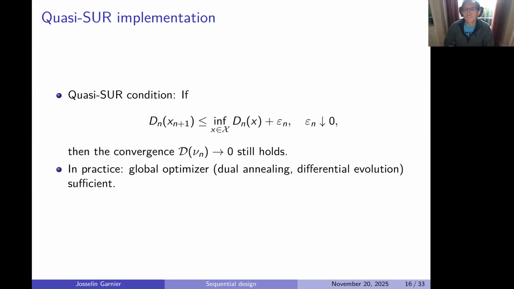And the important thing is to get the initial guess in the neighborhood of the true global minimum. But you don't need to get exactly the global minimum. You need to be close, and that's enough, because we also have this quasi-sure result that tells you that it will be good enough. Okay. So where does the initial guess come from?